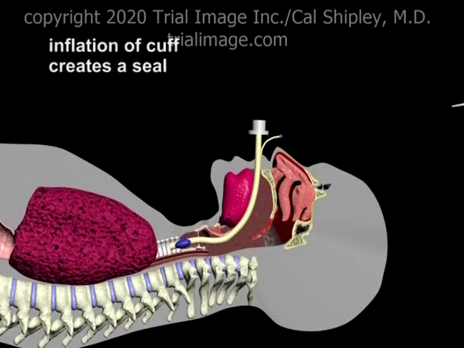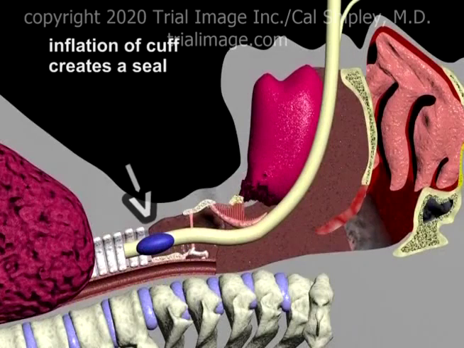When the cuff is inflated with air, it anchors the endotracheal tube within the trachea and also seals the trachea against the possibility of aspiration. As mentioned previously, this is what is meant by a protected airway.